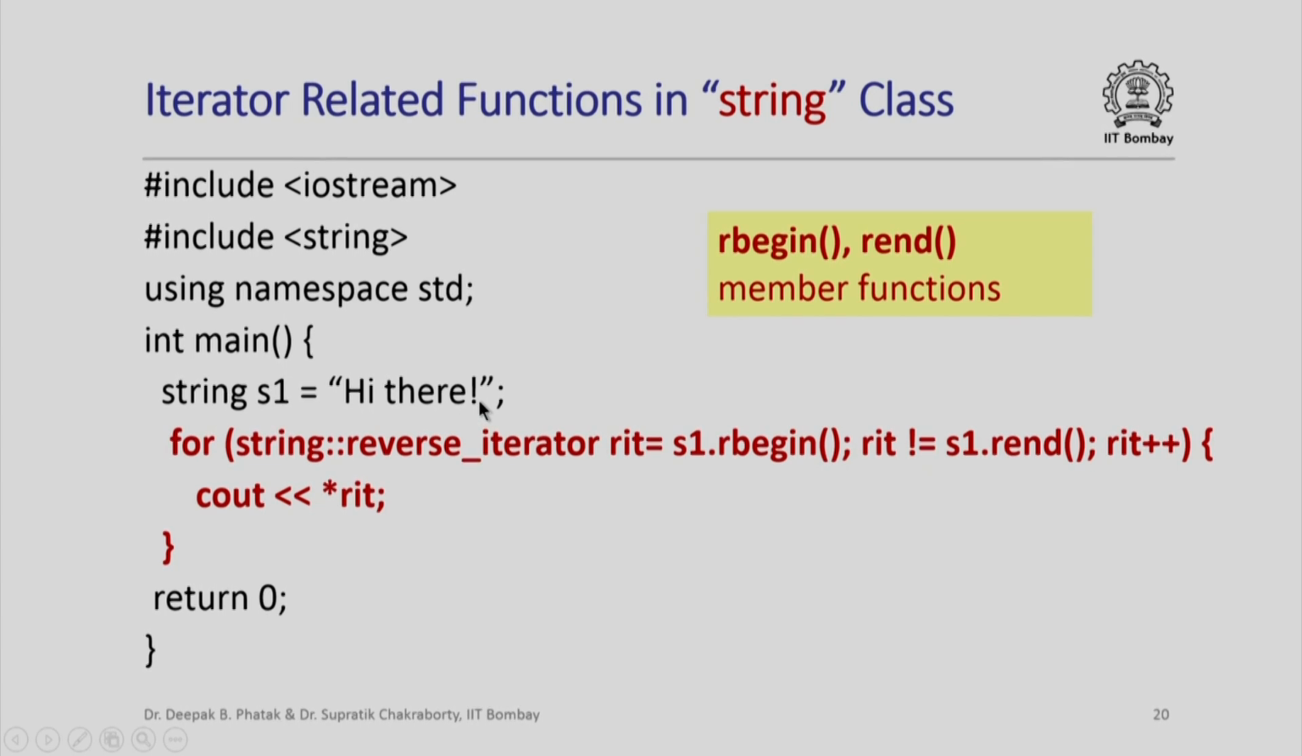So what is the string that we expect to be printed over here? We expect to see first an exclamation mark, then E, then R, then E, then H, then T, then a space, then I, and then an H. So we have basically printed the string in reverse.